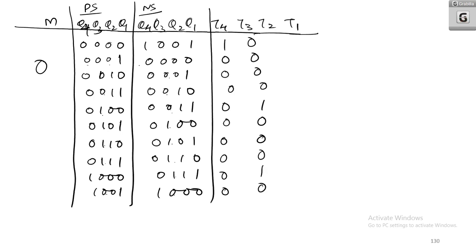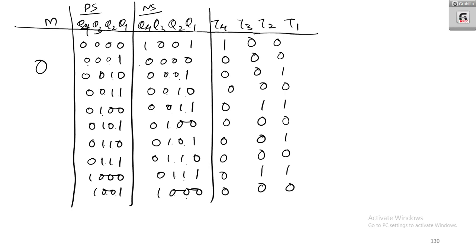What is C2? 0 to 0 it is 0, 1 to 0 it is 1, 1 to 1 it is 0, 0 to 1 it is 1, 0 to 0 it is 0, 1 to 0 it is 1, 1 to 1 it is 0, 0 to 1 it is 1, 0 to 0 it is 0. Now what is T1?